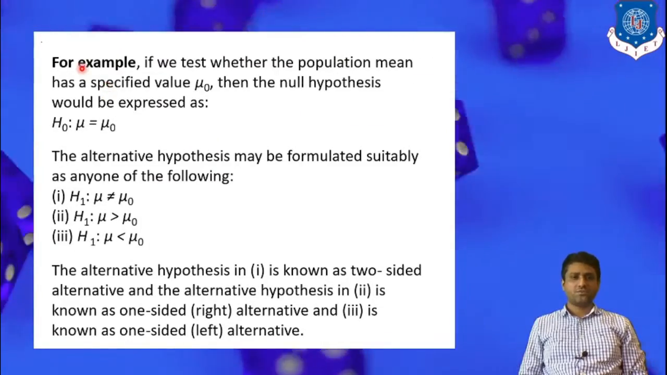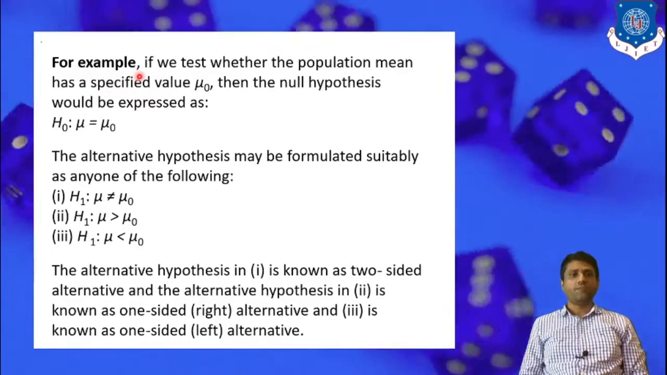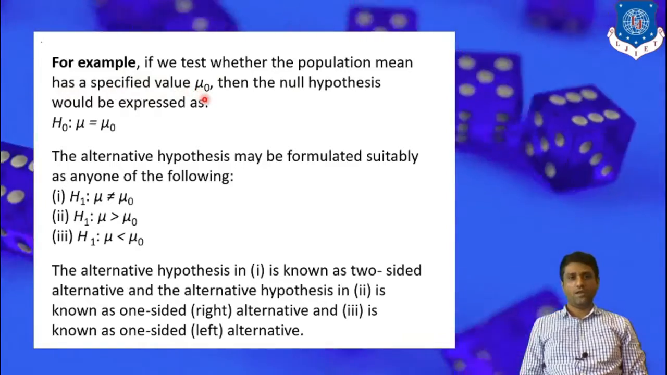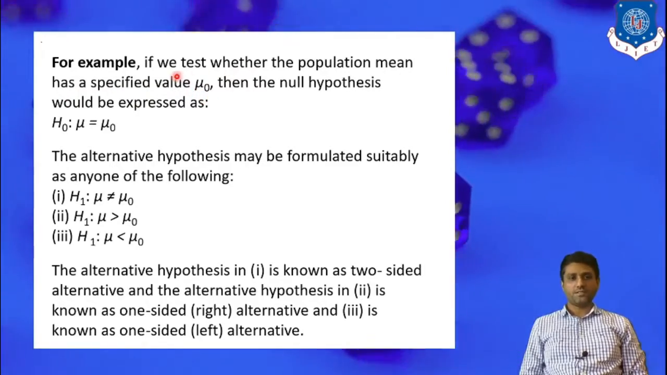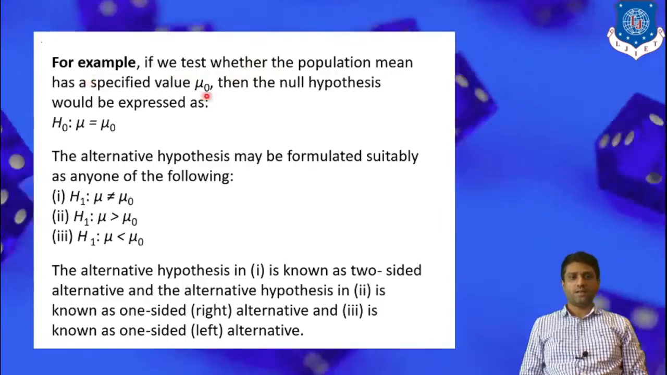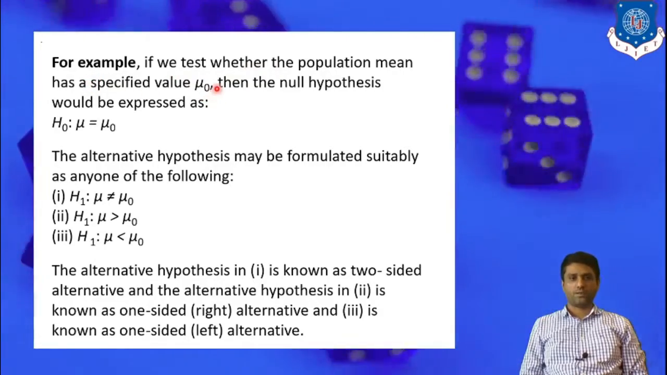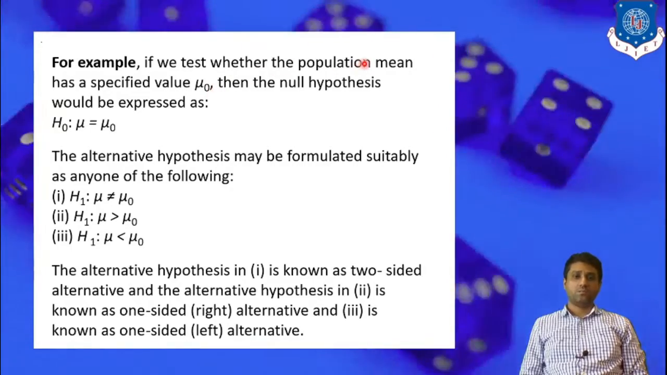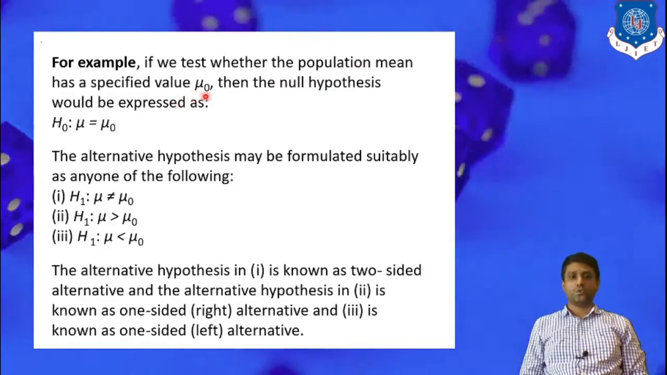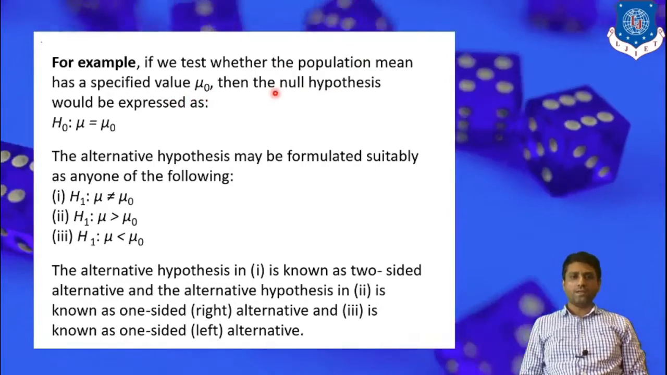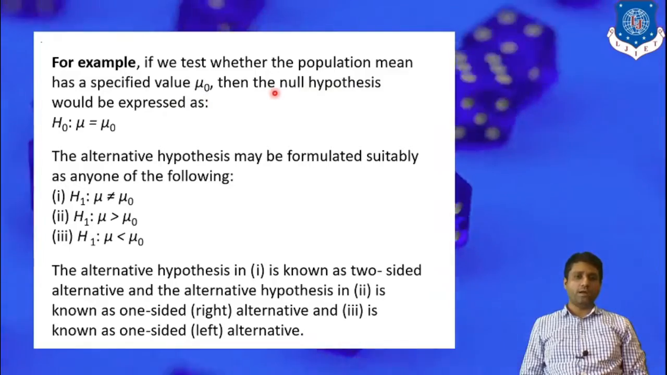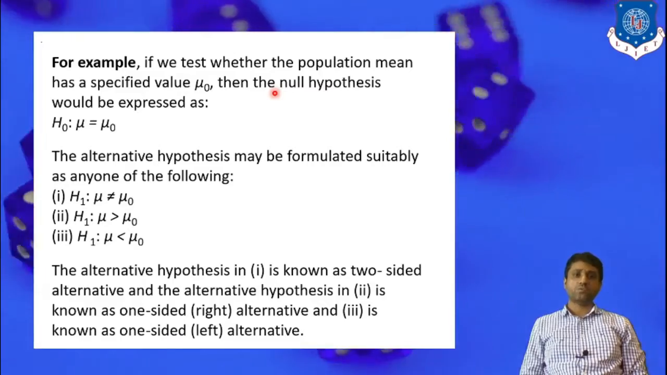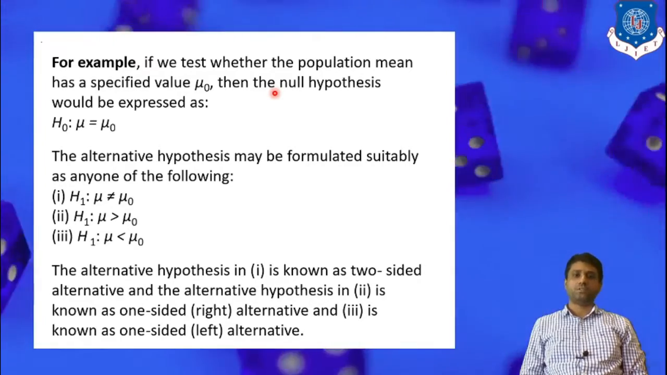So let's see an example. Suppose we test whether the population mean has a specified value mu 0. The question suggests that the population mean, that is the average, is mu 0. Corresponding to this, we have to write down one null hypothesis and the corresponding alternative, which we accept if the null hypothesis is rejected as wrong.